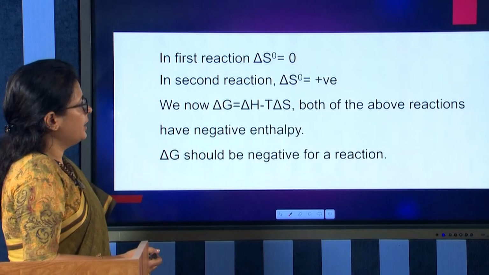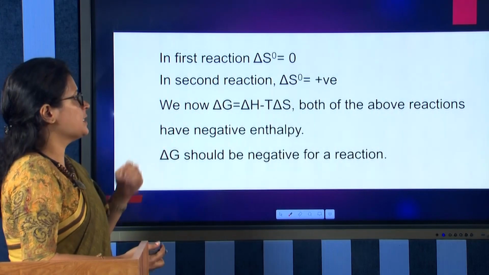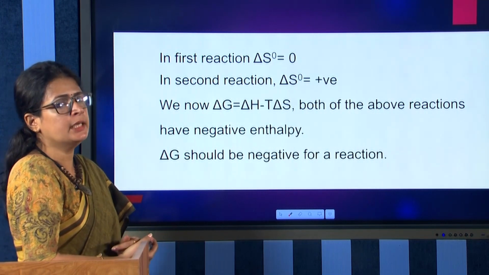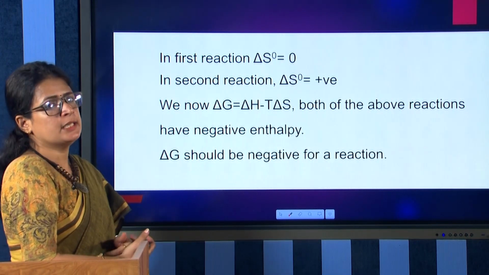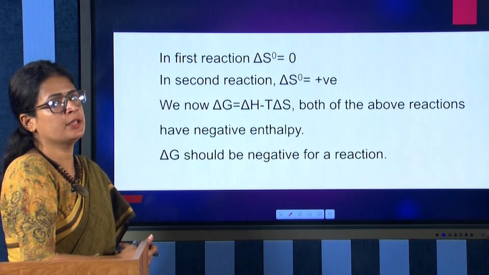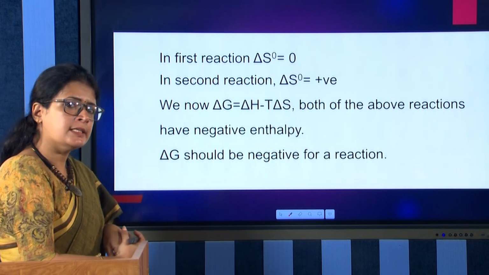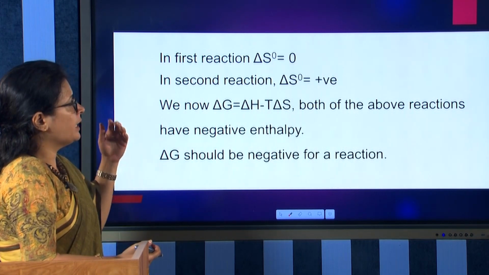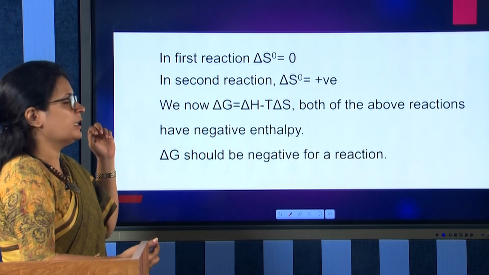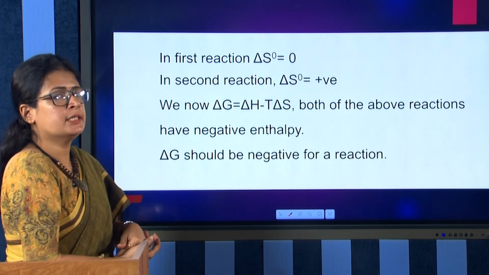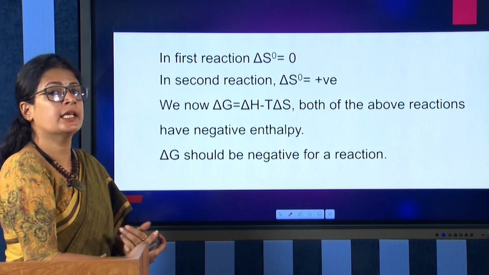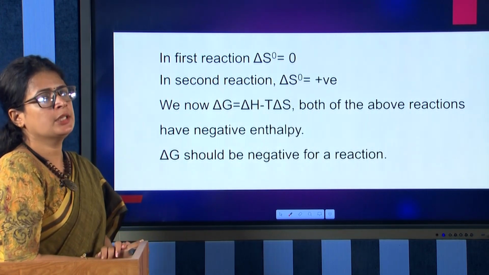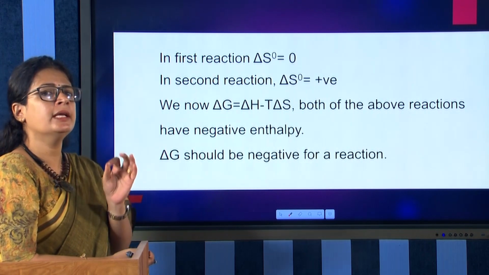And now you may be knowing this famous equation in physical chemistry, that is delta G equal to delta H minus T delta S. Delta G is the change in free energy, delta H is the change in enthalpy, T is the temperature, and delta S is the change in entropy. As the value of delta G is negative, the reaction will be spontaneous. So, for a spontaneous reaction, the value of delta G should be negative.